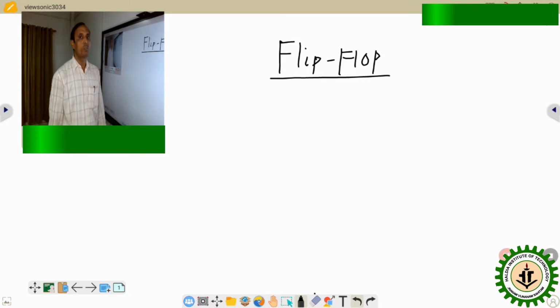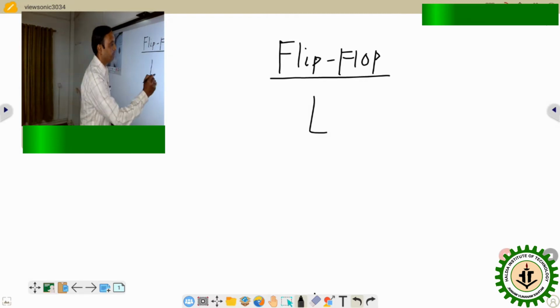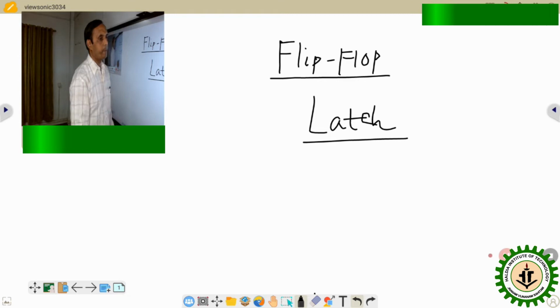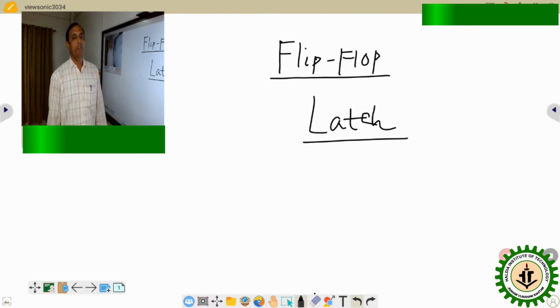But before going to start flip-flop, first we have to know the function of latch, which is another important term in digital electronics. First we will discuss latch. After that, what is the basic difference between latch and flip-flop? Then we will start flip-flop in details. Latch. What is latch?